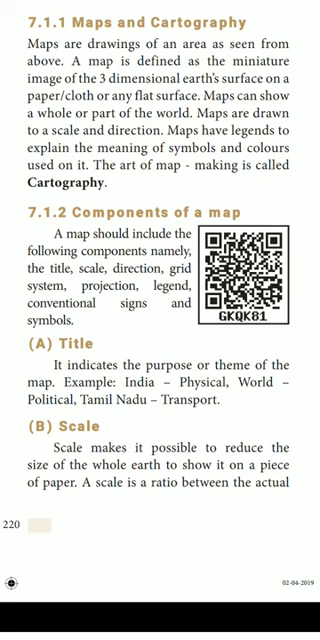Next one, components of a map. How many subheadings are there under the components of a map? There are 7 subheadings. Today I am going to teach only 4 subheadings, okay? About the title, scale, direction and grid system. About these things only I am going to explain. Next I will give 2-3 question answers.